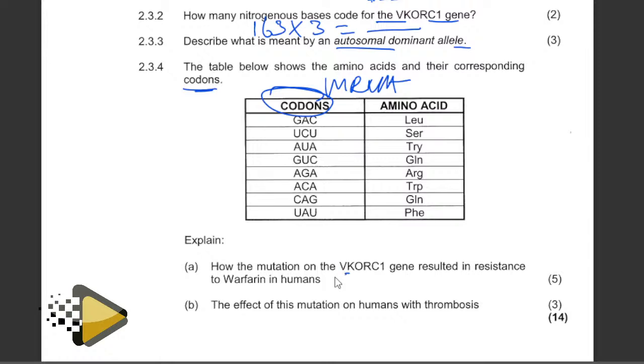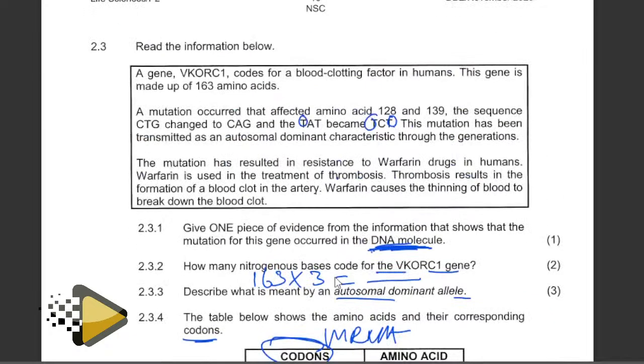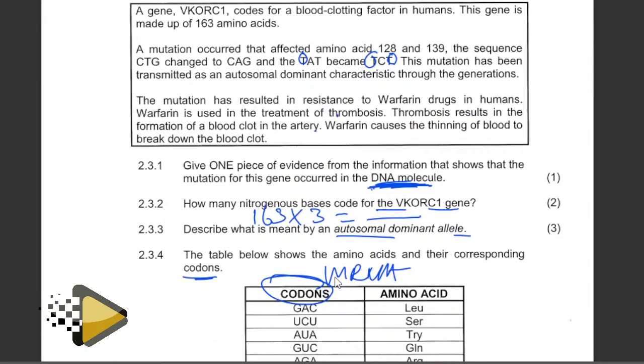How will the mutation on this result in a resistance of this? Check, 5 marks. What are you supposed to do now? You come back here and read here. A mutation occurred affecting the amino acid, and the sequence of this to this is changed, becoming this. This mutation has been transmitted as an autosomal dominant characteristic throughout the generations. This is the problem now. It has formed another protein. You understand? But how do I know that it's forming another protein?